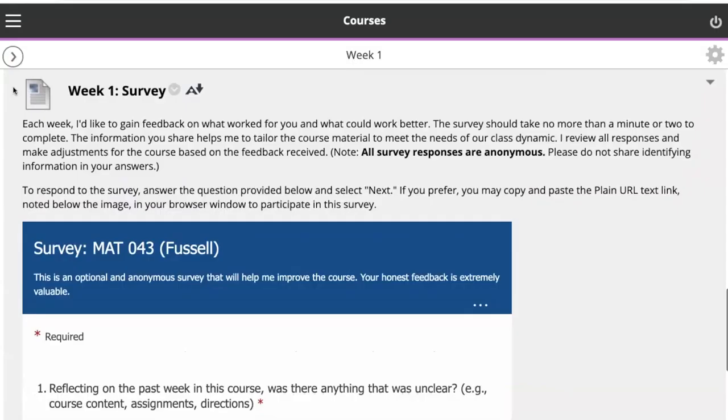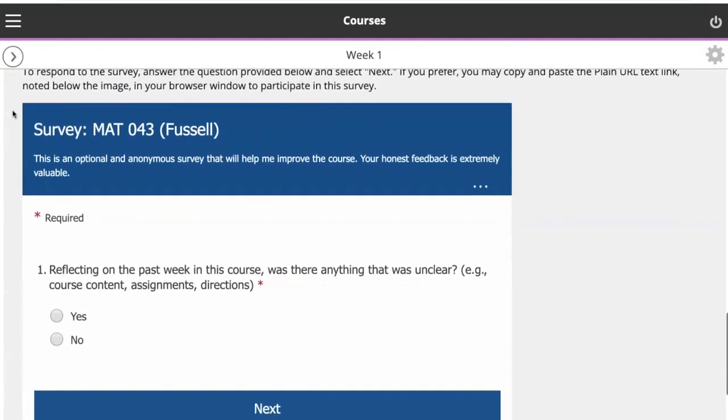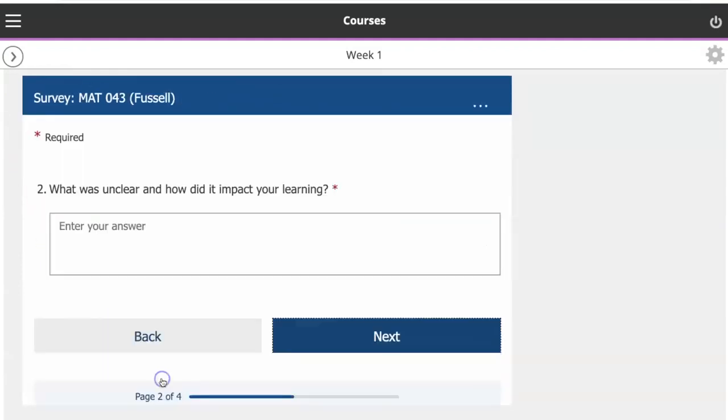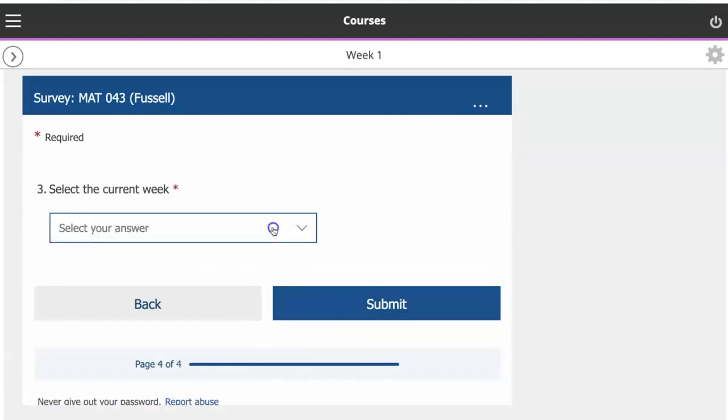At the end of each week, I ask students to reflect on the week and let me know if anything was unclear or caused them any issues. This helps me as we move on to tweak items so that the students can navigate, locate, and complete items in a manner that will increase their learning and retention of the material.